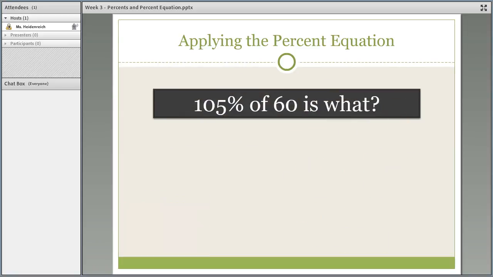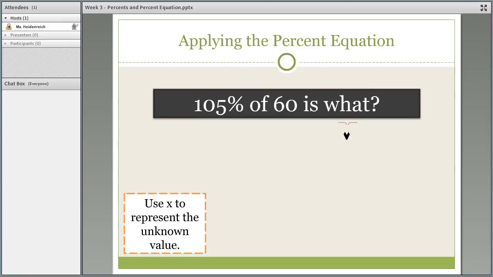Now, you can have things kind of in a different order. This one does not ask for a percentage. It actually gives us the percentage. So it says 105% of 60 is what? So we're going to go with our method here. We're going to translate from left to right. But we need to remember that we don't use those percentages in our equations. We need to change that to a decimal. We always change it to a decimal before working with it.